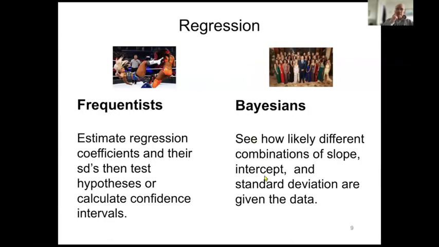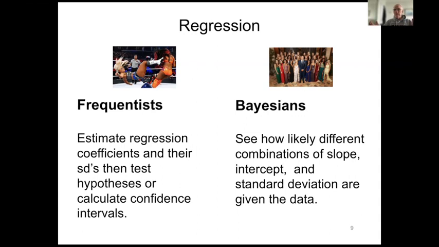Okay, final example to show the differences in the approaches: regression. As we all know, we're painfully aware that as frequentists, we estimate regression coefficients, whether we're in a multiple regression or a form of that in ANOVA, including two-way ANOVA. We estimate regression coefficients and their standard deviations, and we test hypotheses or calculate confidence intervals about those coefficients.